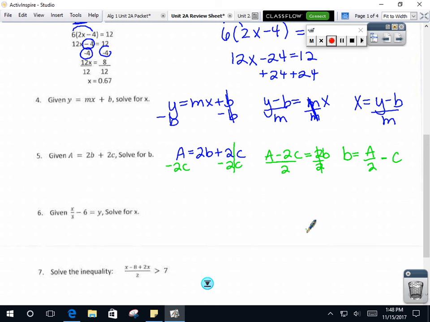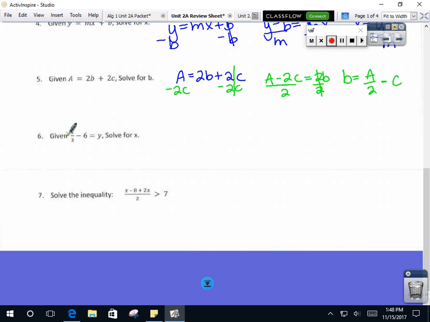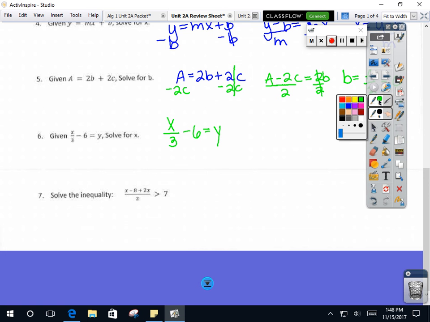They're just saying, given this equation, solve for b. All right, number 6. Here you have x over 3 minus 6 equals y. Solve for x. They want you to solve this one for the x. So what do we do first?